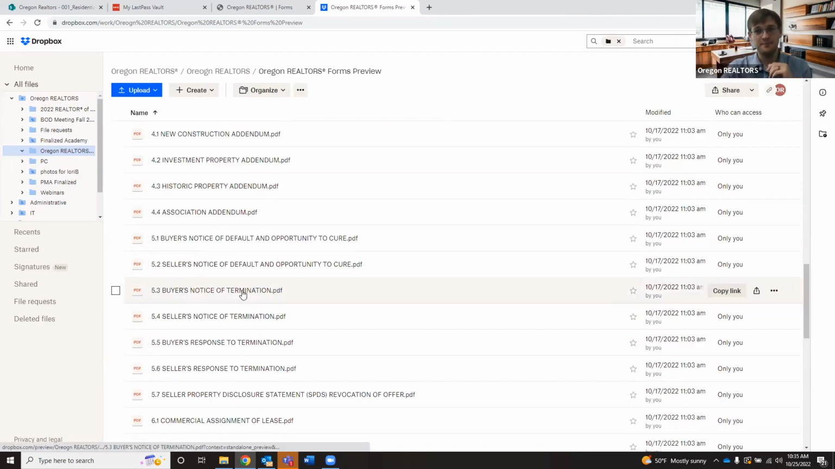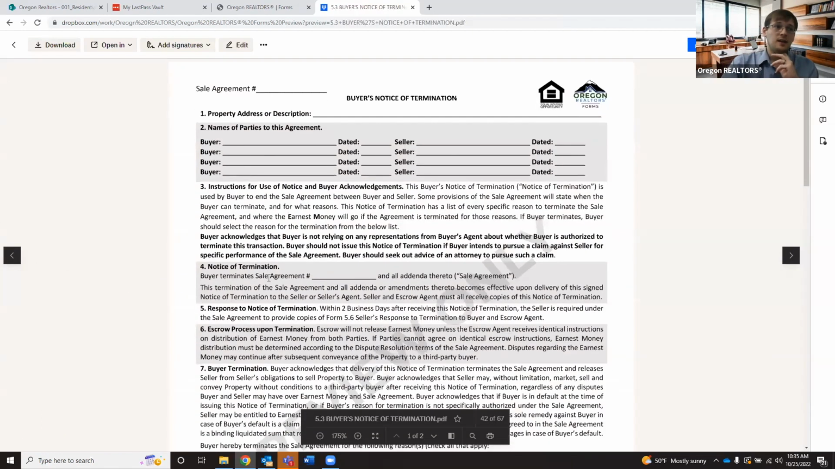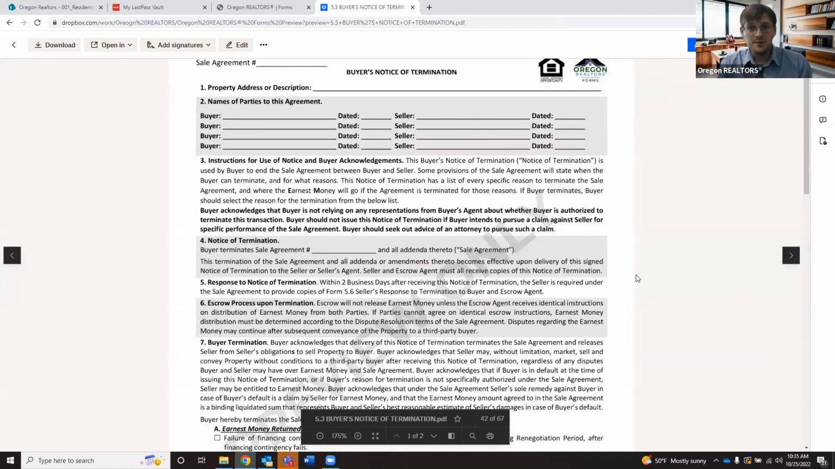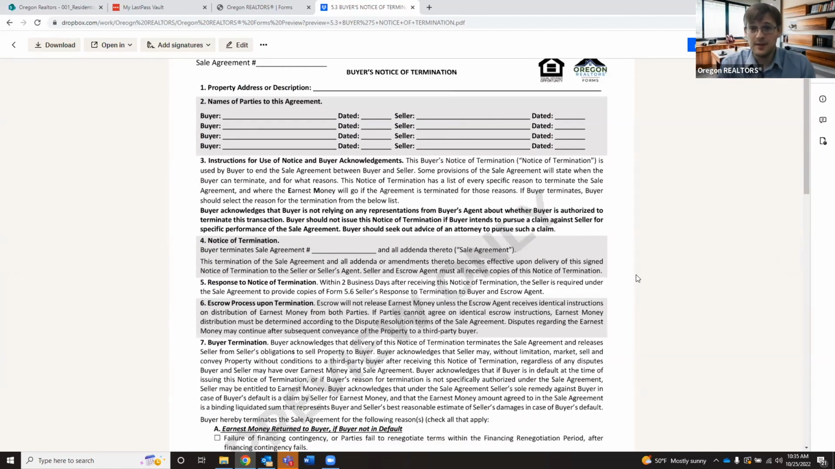I'm going to pull up document 5.3. This is the notice of termination. So notice of termination, this is the buyer's notice. This is essentially when the buyer wants to terminate a transaction, they will send this document to the seller. So 5.3 is for the buyer, 5.4 is for the seller. When the seller is terminating, they send 5.4. When the buyer is terminating, they send 5.3.